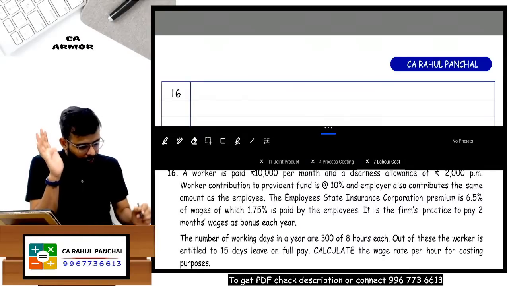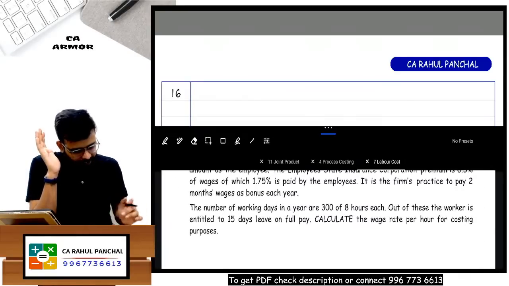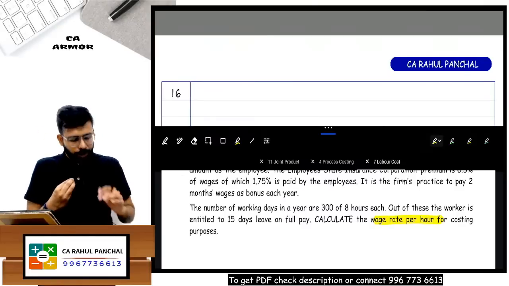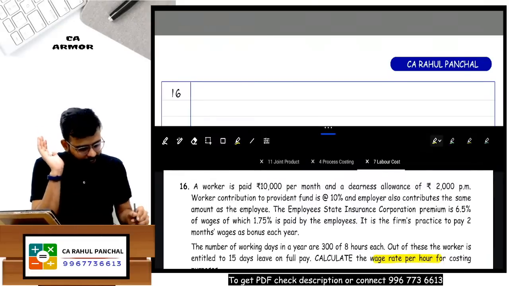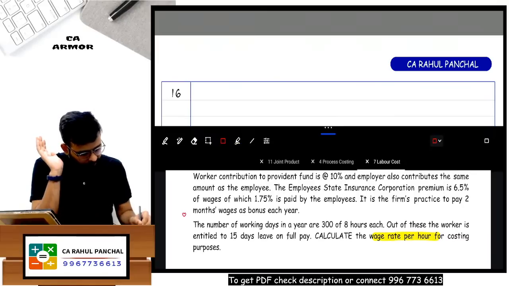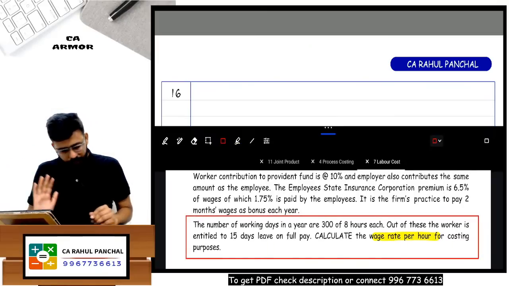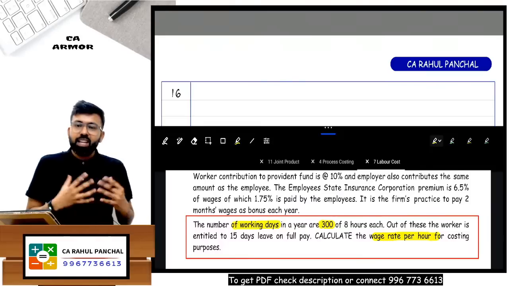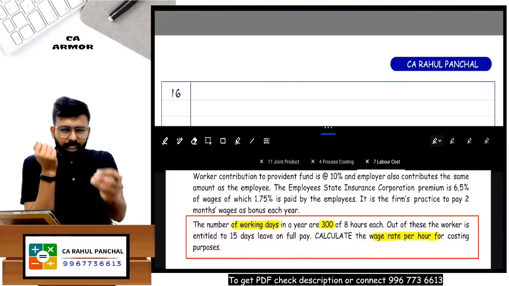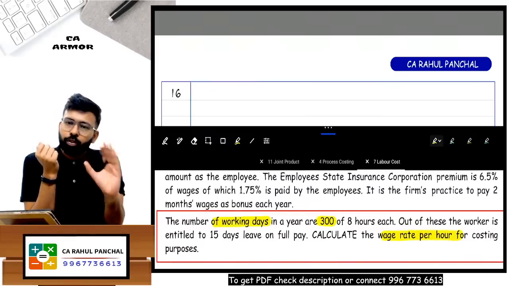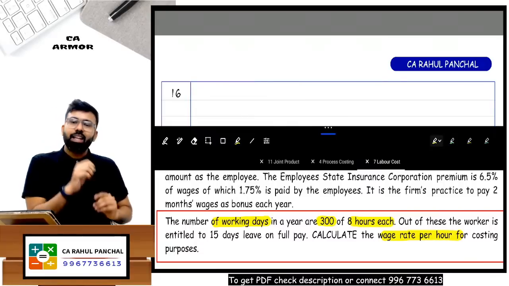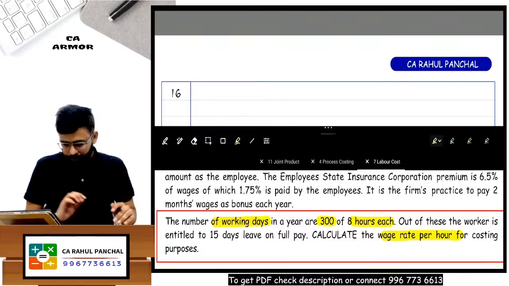Okay. Now, sir, question number 16, again in the question, they are asking us to calculate rate per hour or effective wage rate per hour. So first you have to always calculate the hours. Number of working days are 300. So in 1 year, there are some holidays also, Sundays and so on. So my factory is open for 300 days. But out of 300 days, every day we work for how many hours? 8 hours.